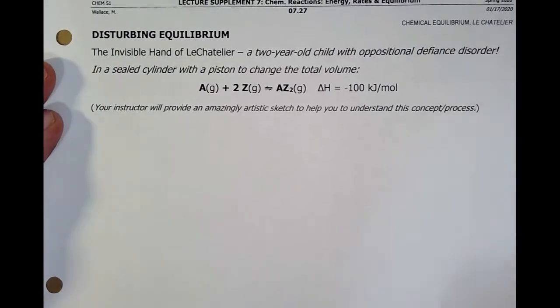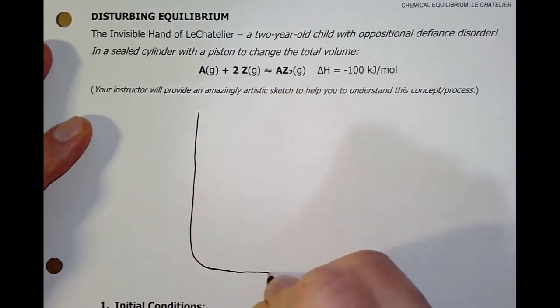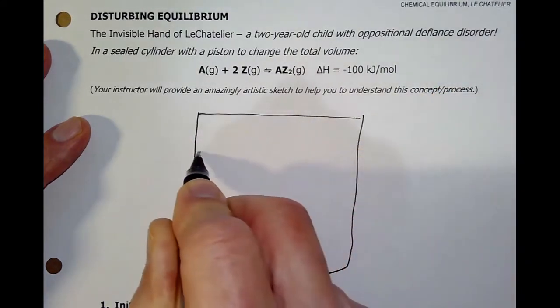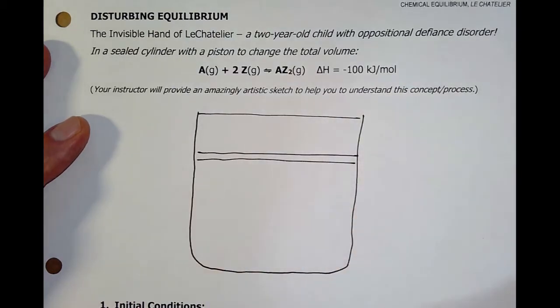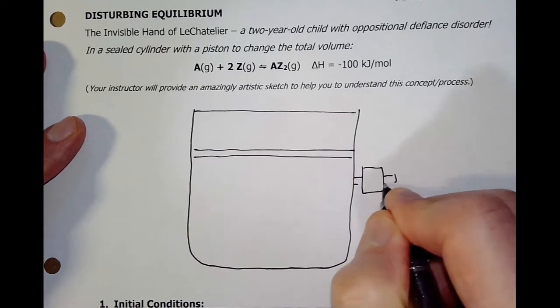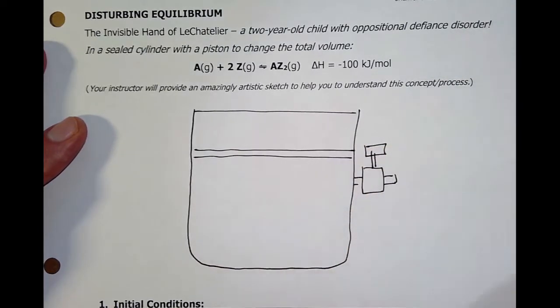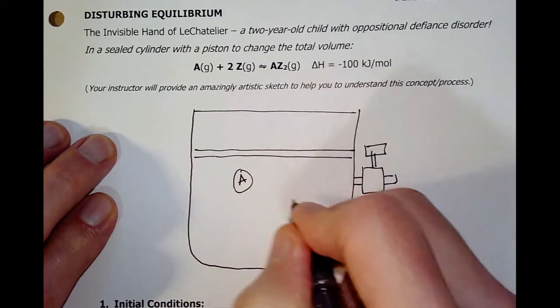So I'm going to imagine some sort of reaction vessel here. Something like this. Here's my reaction vessel. And I have some kind of lid on this thing that I can push down or pull up. And I have some valve on the side of this thing, so I can put reactants or products in or out. And here it is sitting at equilibrium.